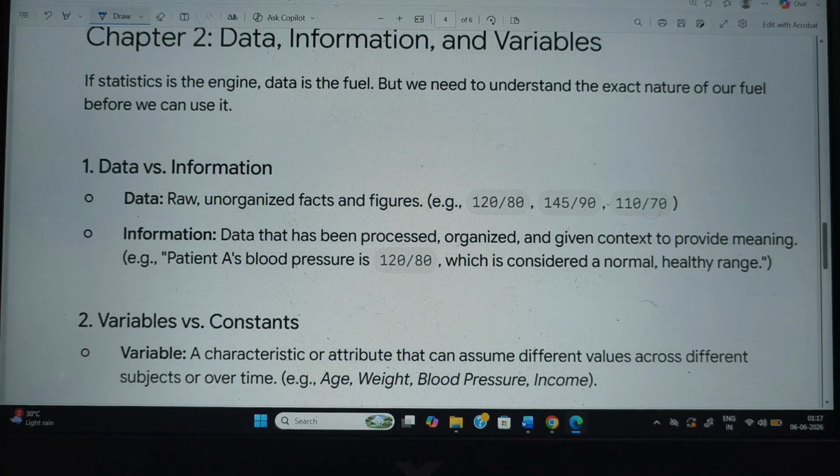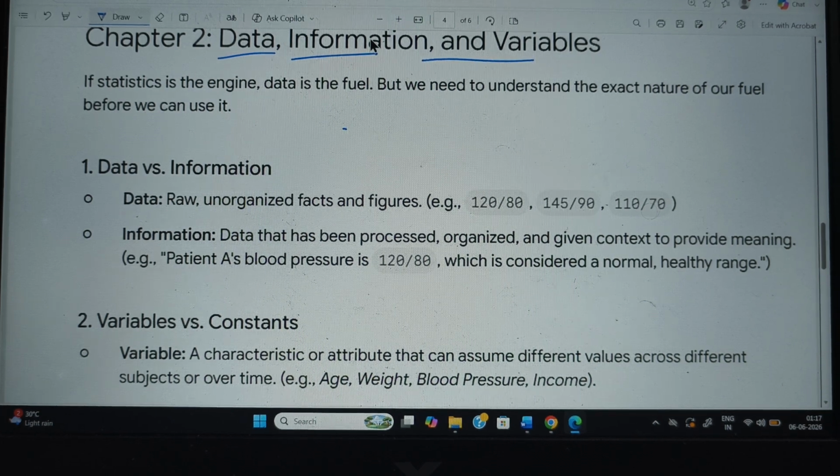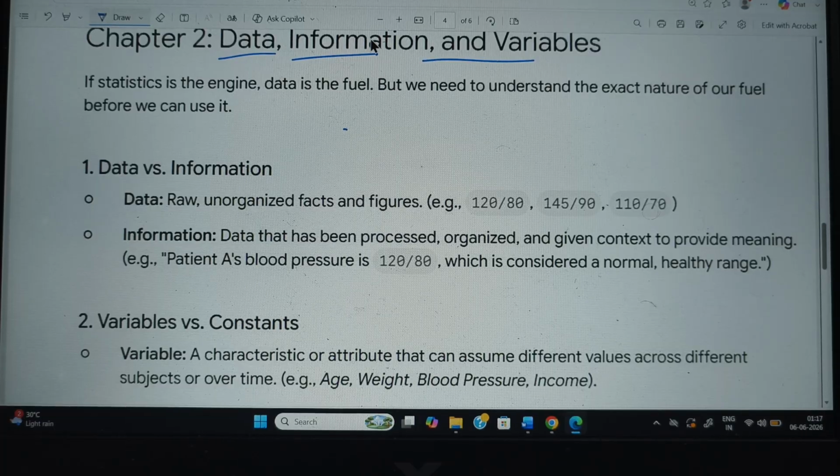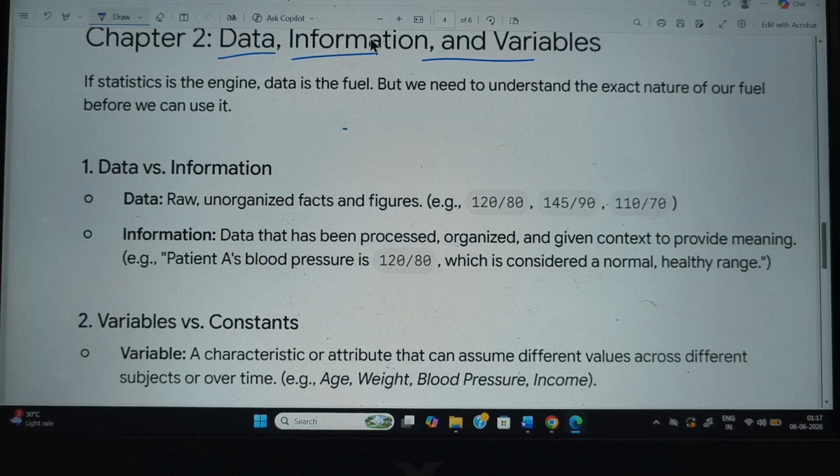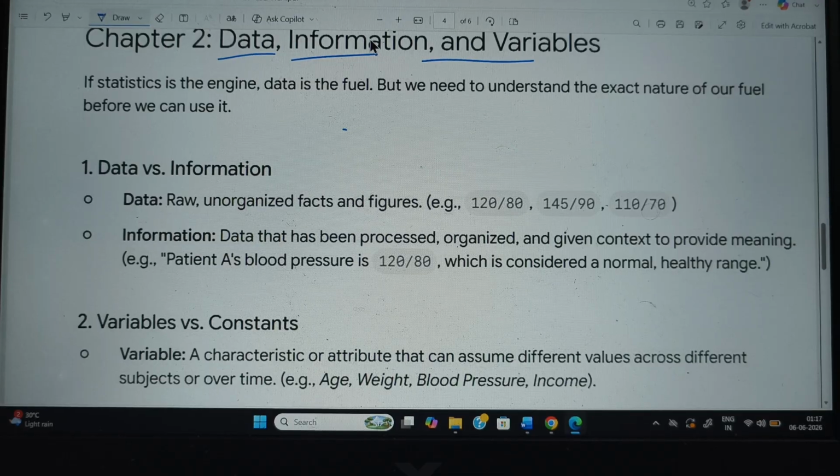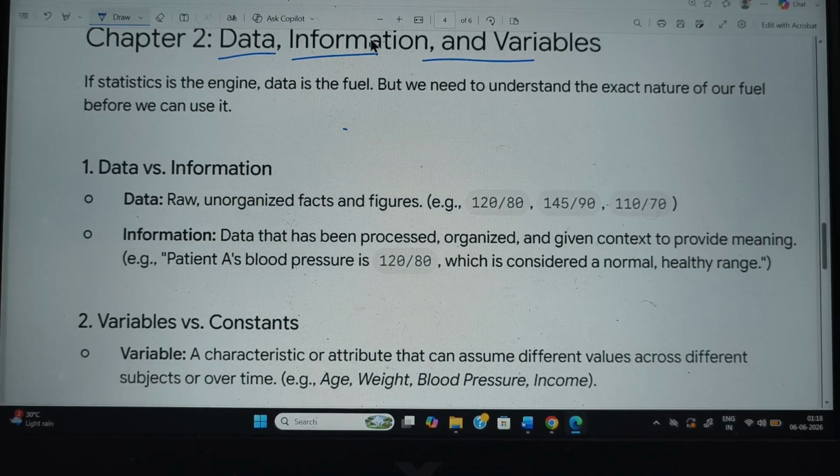Guys, we'll be moving ahead with the second chapter, that is data, information, and variables. You might be aware of what we are dealing with: research data analysis. As the name itself suggests, in data analysis we should be aware of whether it is data or information, or what exactly you are using in your analysis. This is what chapter 2 describes.